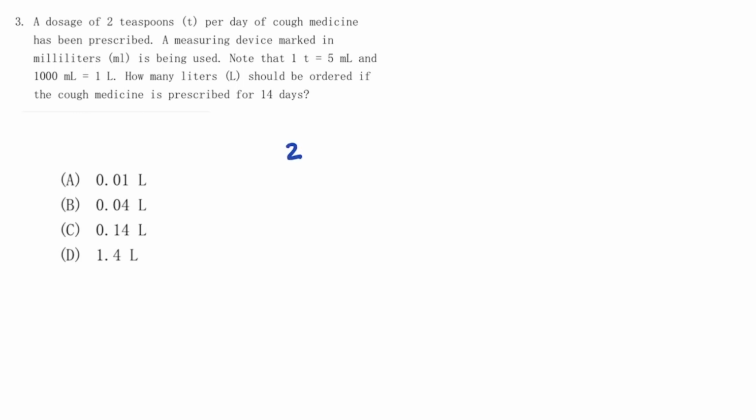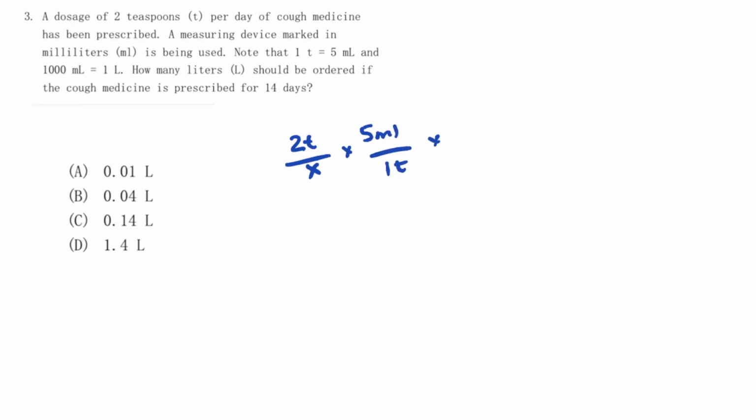A dose of 2 teaspoons per day of cough medicine is being prescribed. A measuring device marked in milliliters is being used. Note that 1 teaspoon is 5 milliliters and 1,000 milliliters is a liter. How many liters should be prescribed? So we set this up with the 2 teaspoons times 5 milliliters over 1 teaspoon. And we also want to note that they need enough for 14 days.